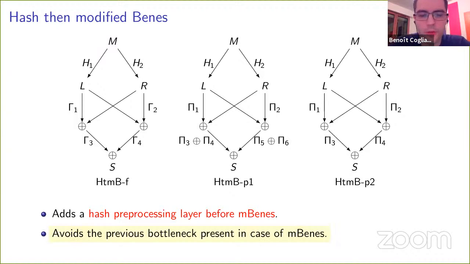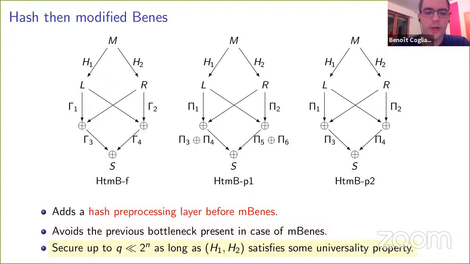In the proof, the use of the hash preprocessing layer helps us avoid the previous bottleneck that is present in the case of MBNS. And we were actually able to show that the constructions are secure as long as the number of queries is small in front of 2 to the n, and the pair H1, H2 satisfies some universality property. And what's interesting to note is that for the F and P1 variants, we have a direct security proof, but for the P2 variant, we had to rely on mirror theory.